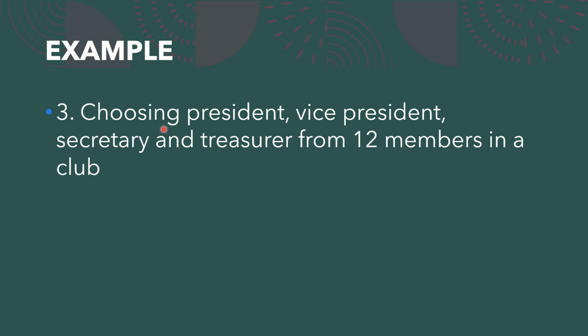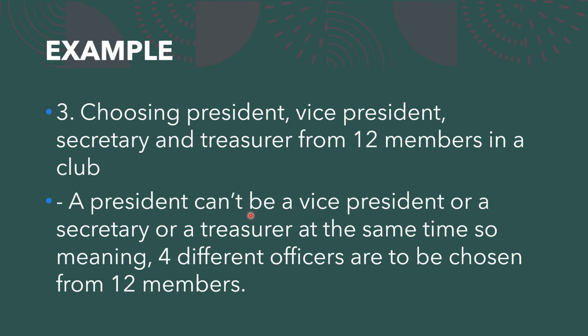Another situation is choosing president, vice president, secretary, and treasurer from 12 members in a club. Is this a distinct permutation? Yes, it is, because a president can't be a vice president or a secretary or a treasurer at the same time. So, meaning, meron kang 4 different officers that need to be chosen from 12 members. And then, since this is an organization, we can say that it is arranged in a line.